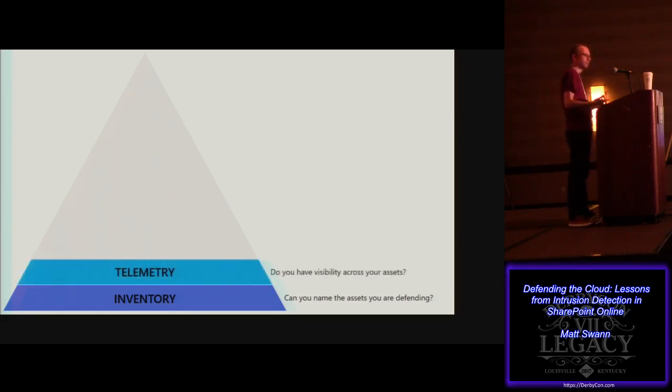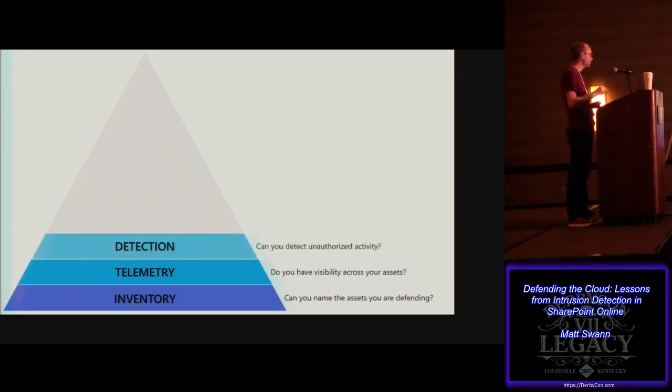Once I know my inventory, well, now I can be confident that I have telemetry from each one of these machines. Maybe I use Windows Event Forwarding. Maybe I install an agent. Maybe I directly upload to an Elk stack, or I push things to Kafka or an Event Hub.